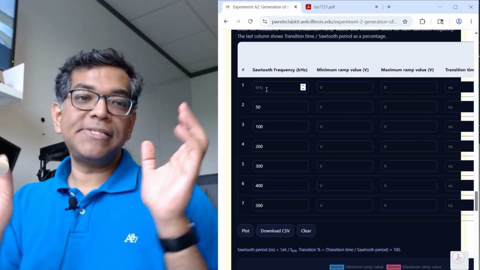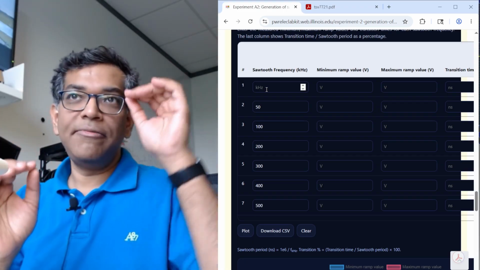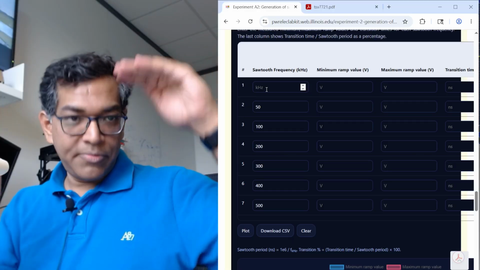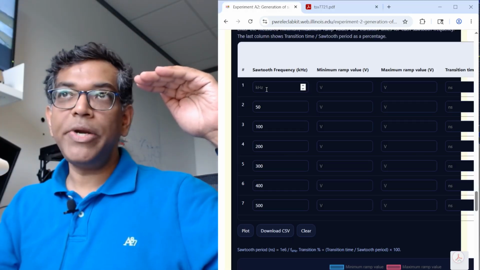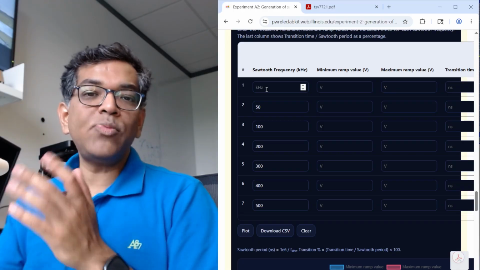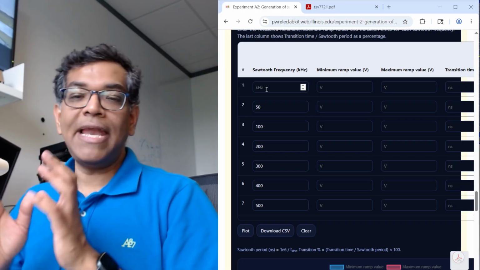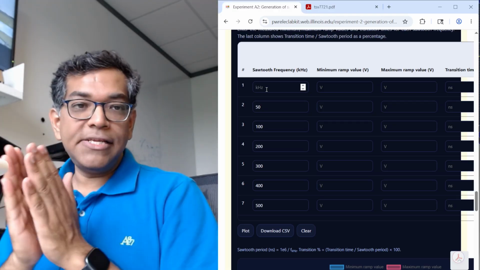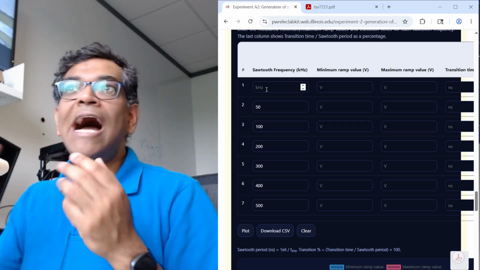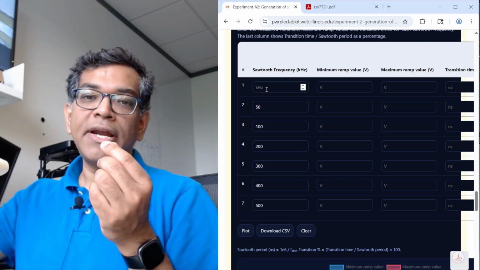Can I always come up with one linear function from my analog voltage, the reference voltage, to my pulse width? It is very important, and that's why what we will be looking at in this particular lab is, as I change my sawtooth frequency, how linear is this process, and what are we going to measure?